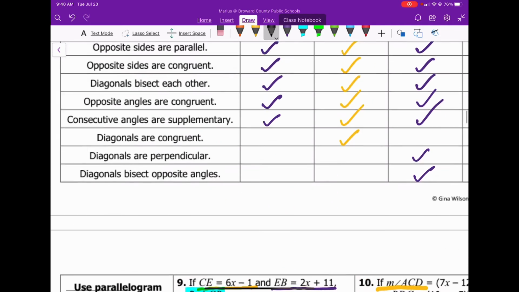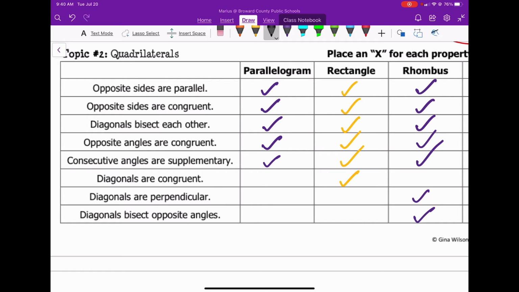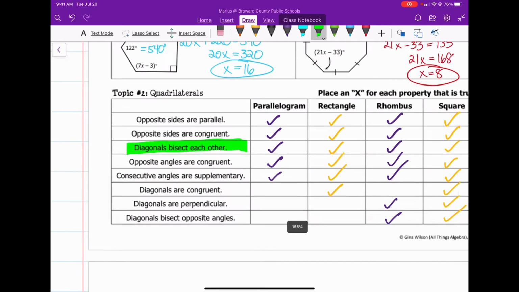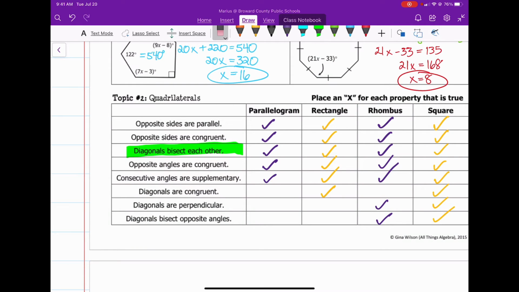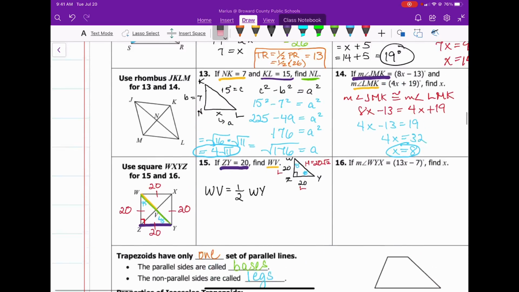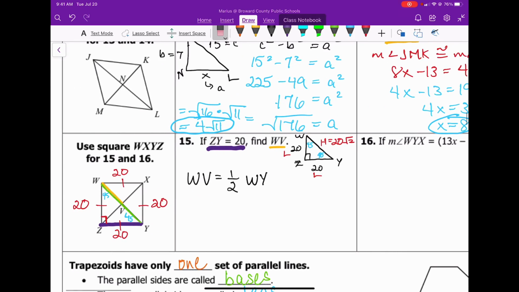Well, the diagonals of a square bisect each other. And remember, a square has all of these properties, so the diagonals bisect each other. With that being known, that's why I'm using this concept to say that WV is half of WY. So if I just take half of that, this is what it would look like: WV is equal to 1/2 times 20 square root 2.